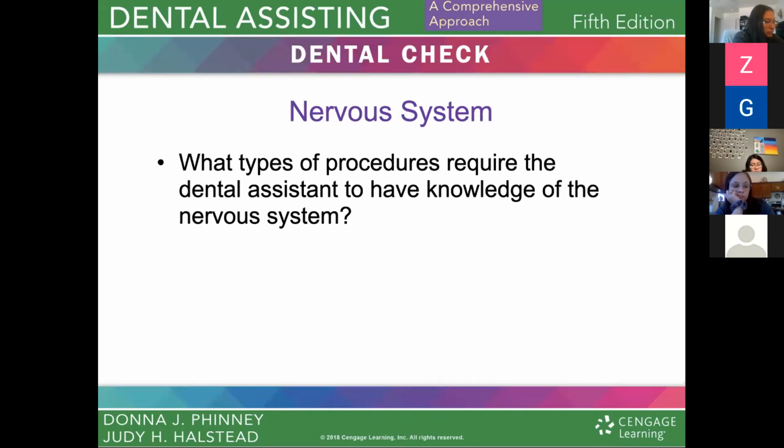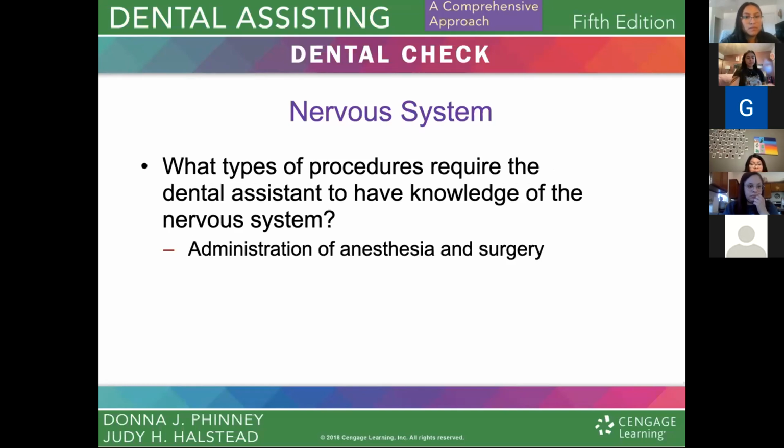Okay, who can tell me what types of procedures require the dental assistant to have knowledge of the nervous system? Root canal procedure? Yes, the root canal procedure. On top of the root canal procedure, because the root canal is a type of nerve, right? So it's the administration of anesthesia and surgery. Why is this part of procedures that the dental assistant has to have knowledge about?